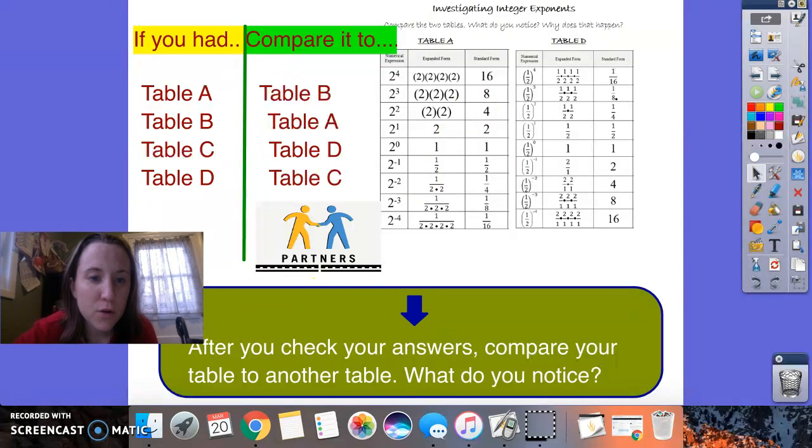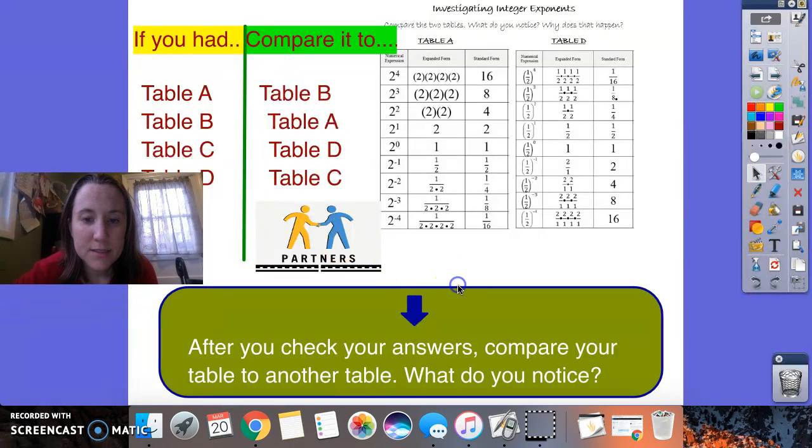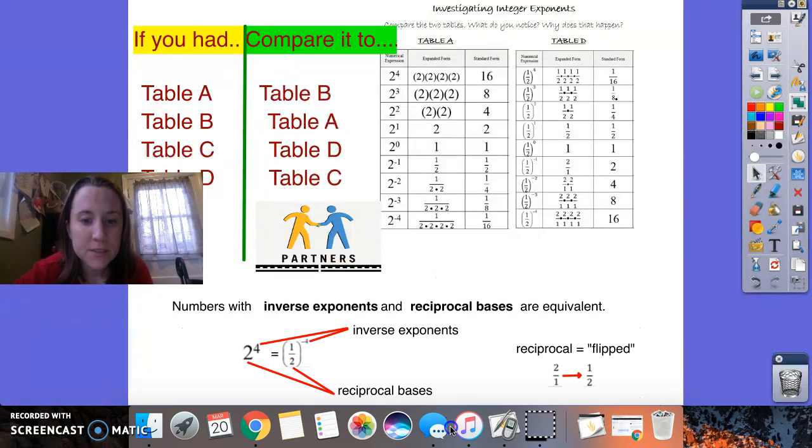What I want you to record in your notes, though, is this piece of information here. Numbers that have these inverse exponents or opposites, like 4 and -4, and reciprocal bases. Think about fractions and reciprocals. The reciprocal of 2, or 2 over 1, is 1/2. So numbers with inverse exponents and reciprocal bases are equivalent, which means something like 2 to the 4th power is equal to 1/2 to the -4th power. Both of those are 16.